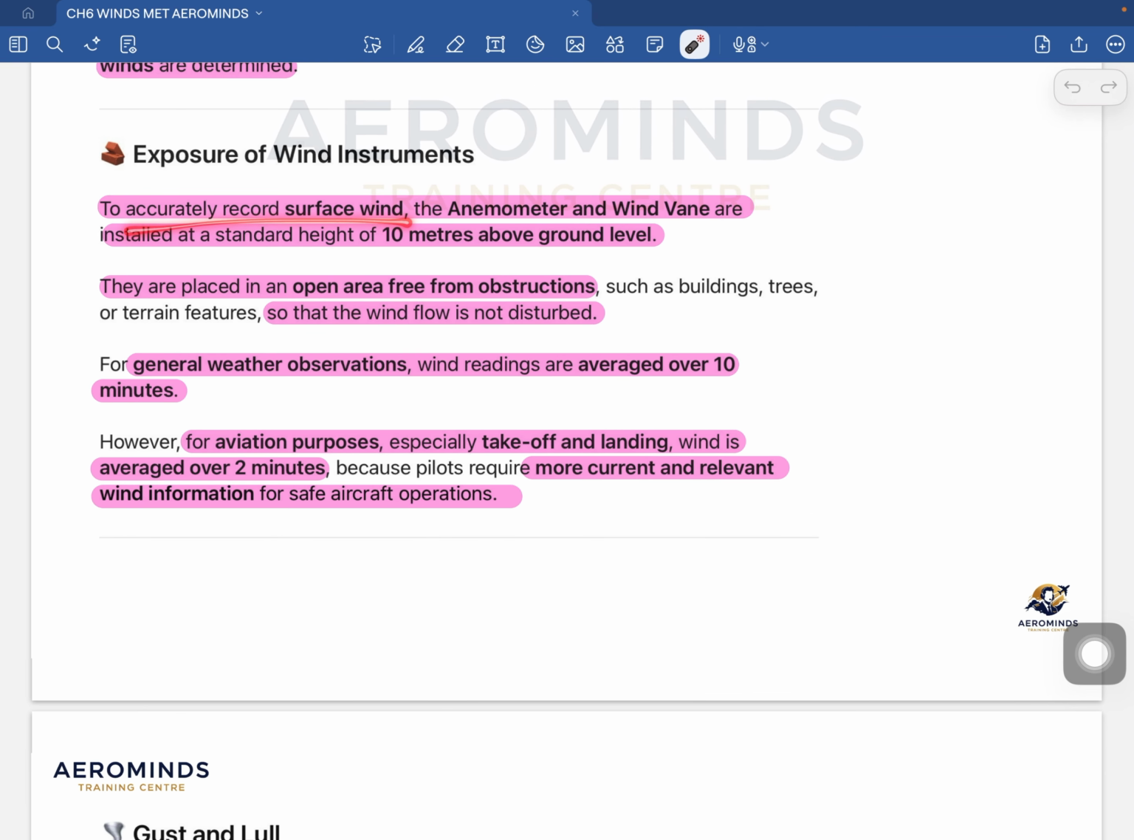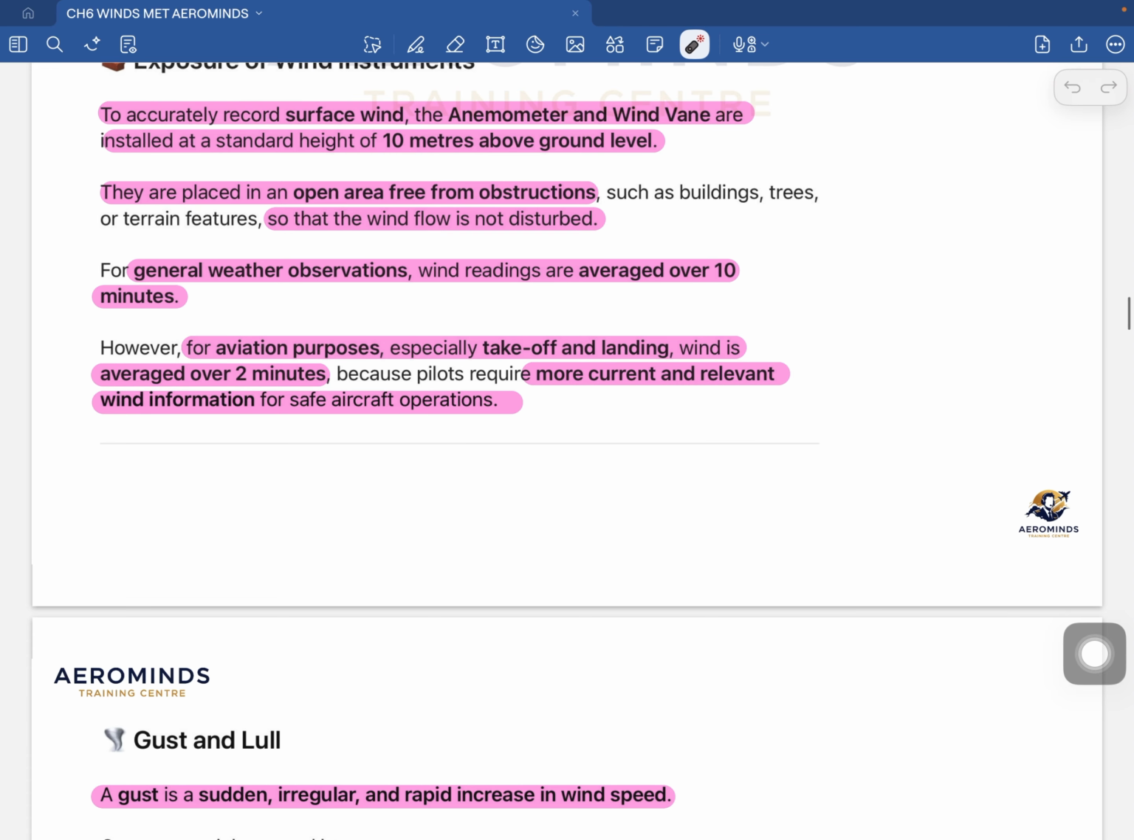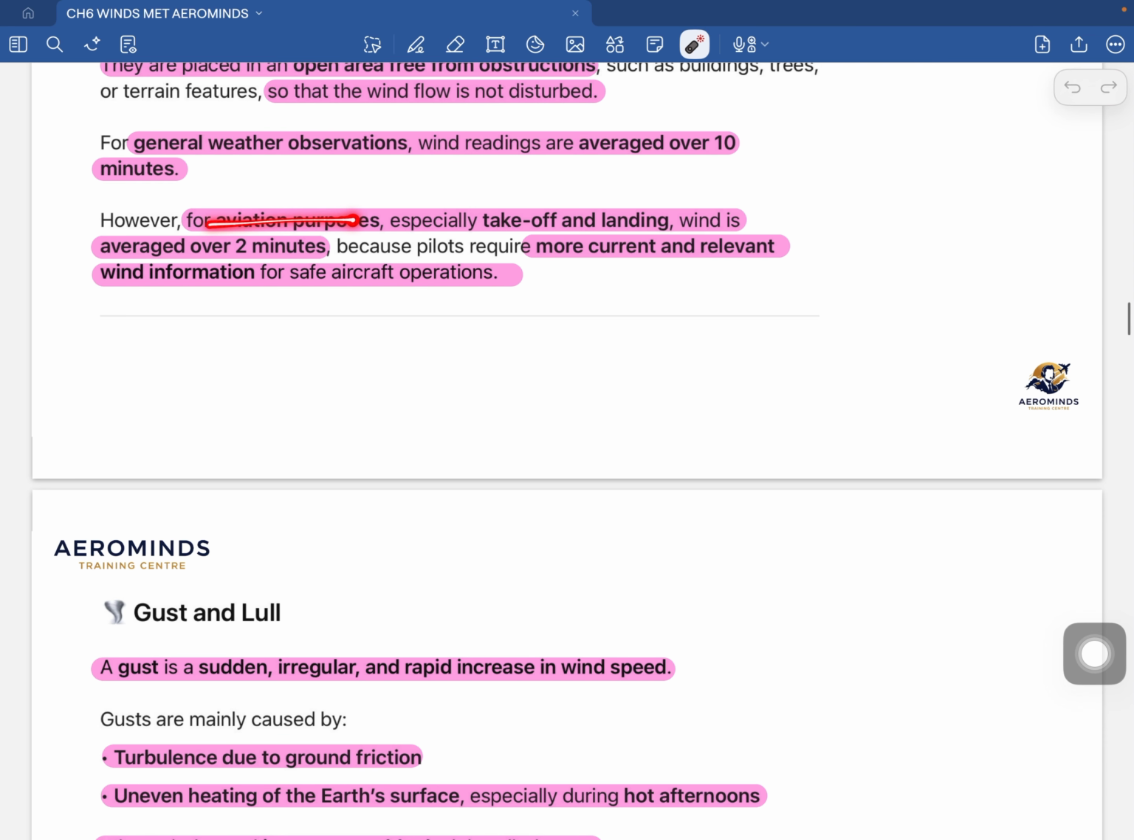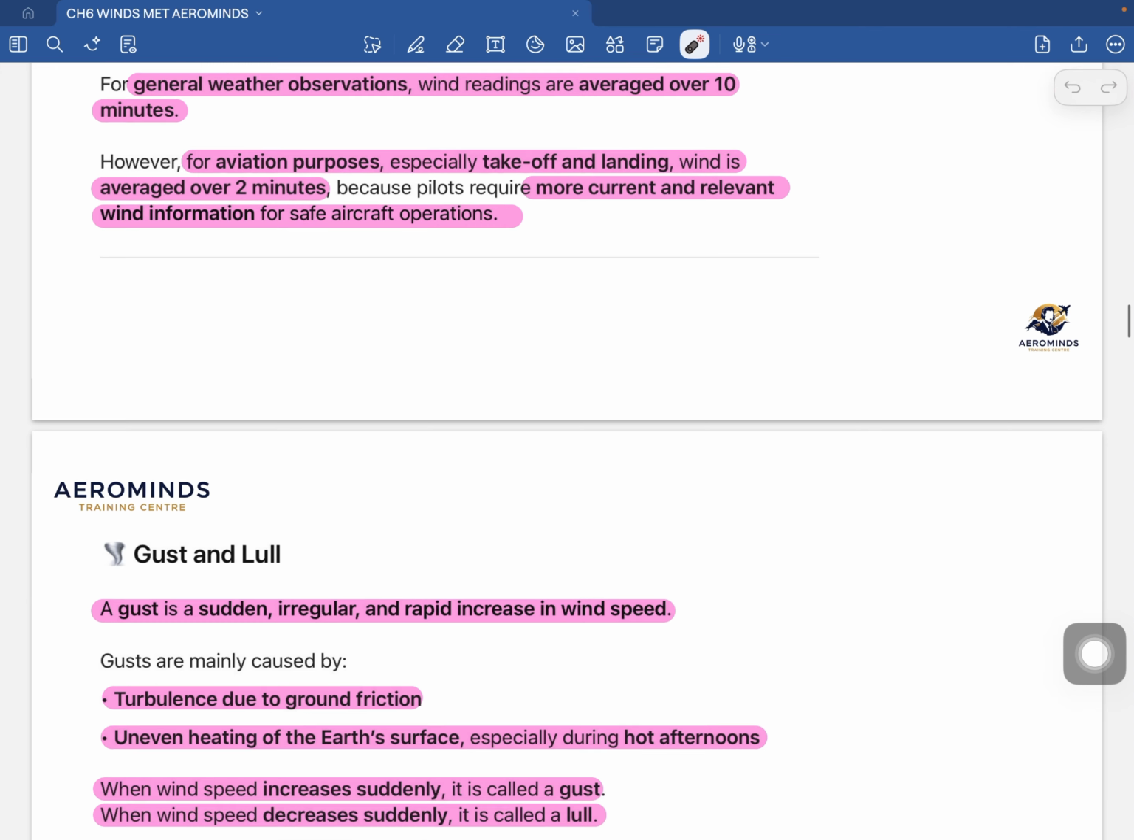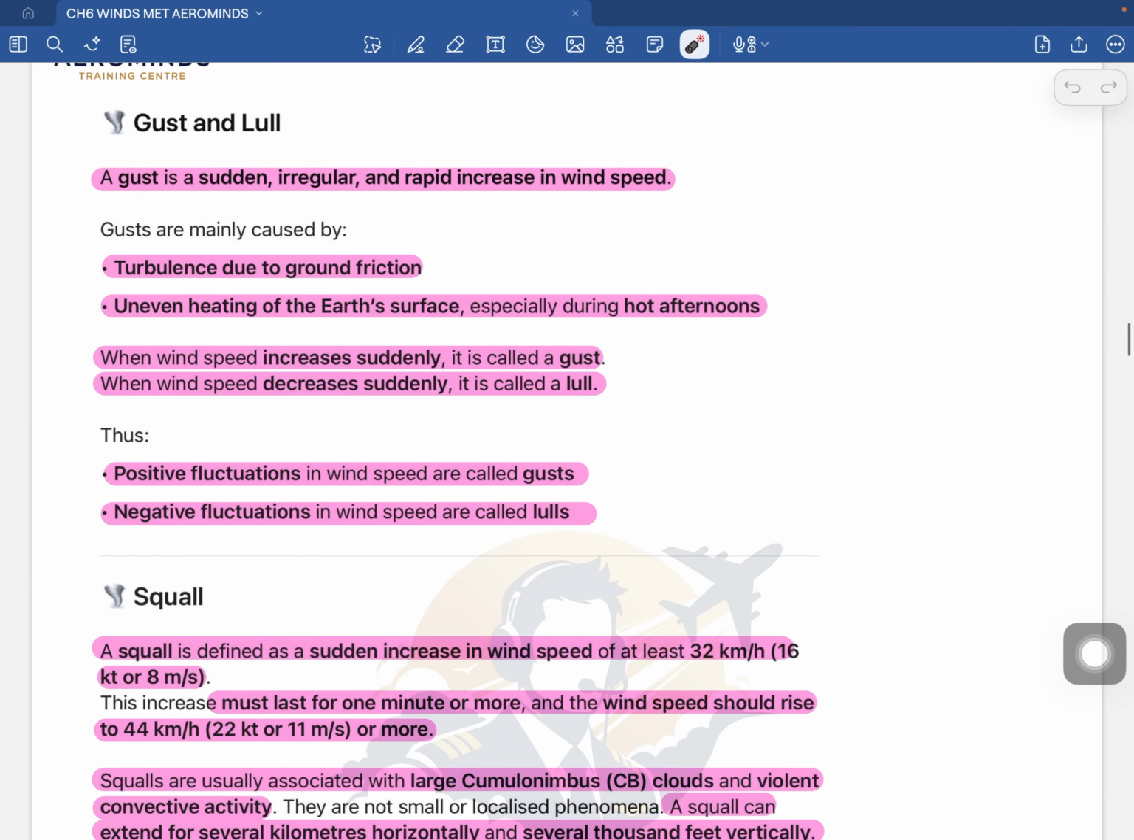Then comes the exposure of the wind instruments. To accurately record the surface wind, the anemometer and wind vane are installed at a height of 10 meters from the ground level. They are also placed in an open area which is free from obstructions, because the wind flow will not be disturbed there. For general weather observation, the readings are averaged for 10 minutes. For aviation purposes, it is averaged for 2 minutes, which makes it more current and more relevant wind information.